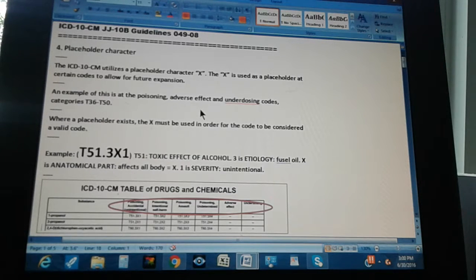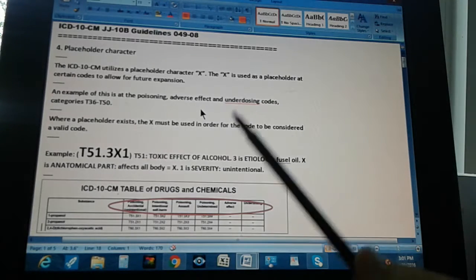Read the second one. An example of this is at the poisoning, adverse effect, and underdosing codes, categories T36 through T50. If you read all the codes from T36 to T50, you're going to find a lot of X's inside the codes. And what does it mean? When a placeholder exists, the X must be used in order for the code to be considered a valid code.